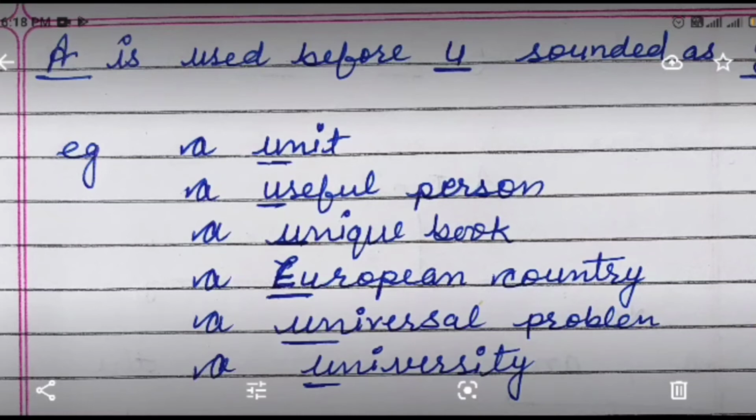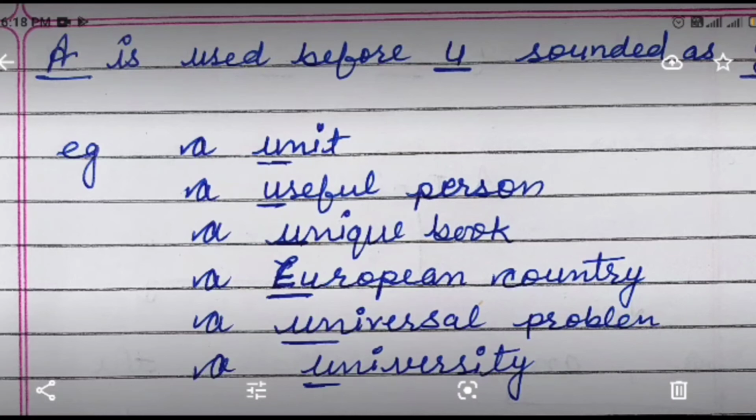A is used before vowel U if it is sounded as Y. For example, a unit, a useful person, a unique book. Here U is vowel, but it gives the sound of consonant Y. Therefore, we place a before unit, not an.